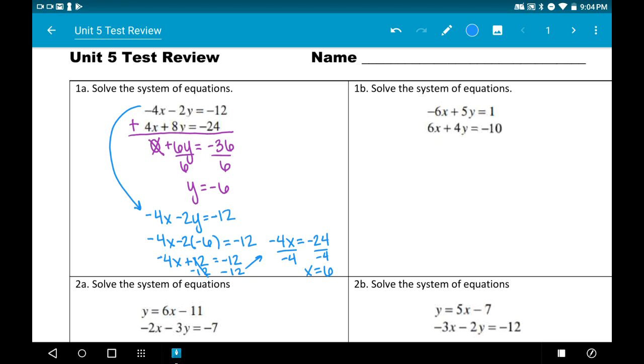So the final step here, we need to write this as an ordered pair. So the x will come first, it'll be 6. And then our y is negative 6. So 6, negative 6 is the answer.